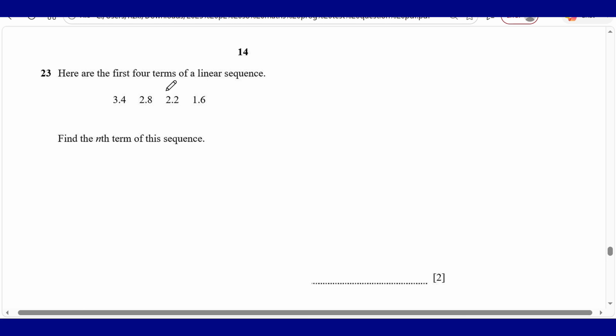Okay guys, 23. Here are the first 4 terms of a linear sequence: 3.4, 2.8, 2.2, 1.6. Find the nth term of this sequence. Okay, let's see the answer after the timer returns to 0.